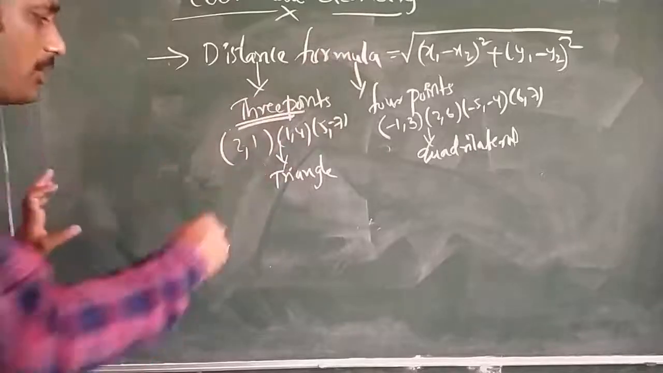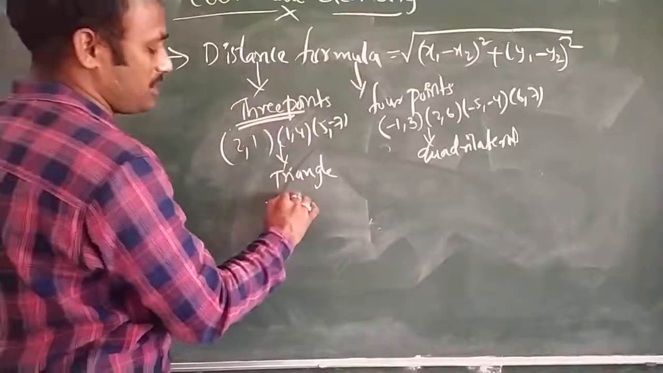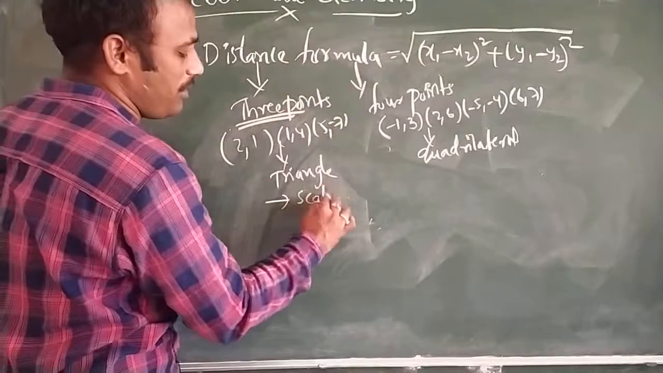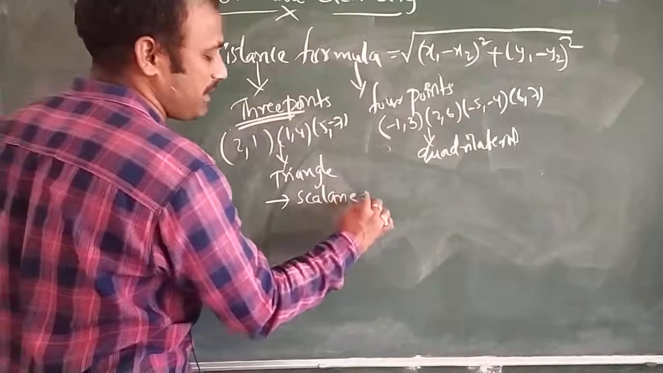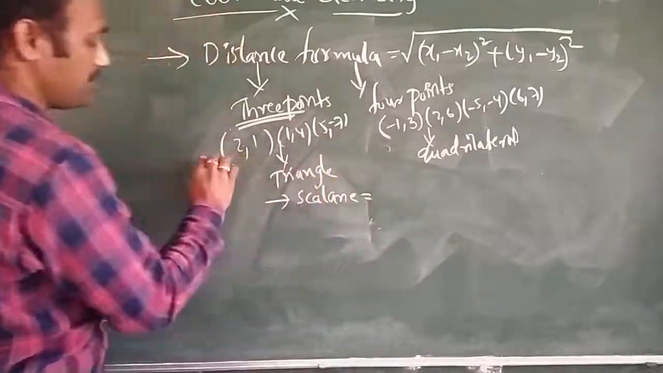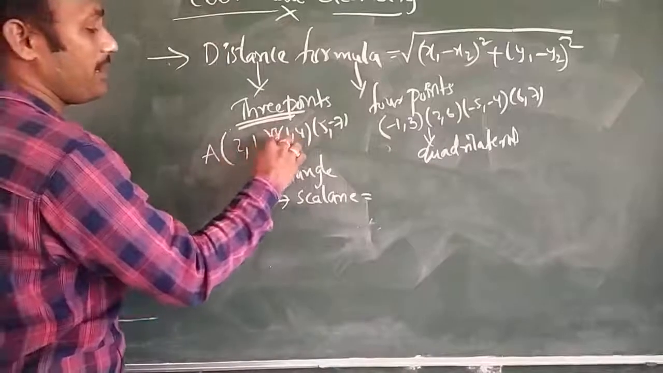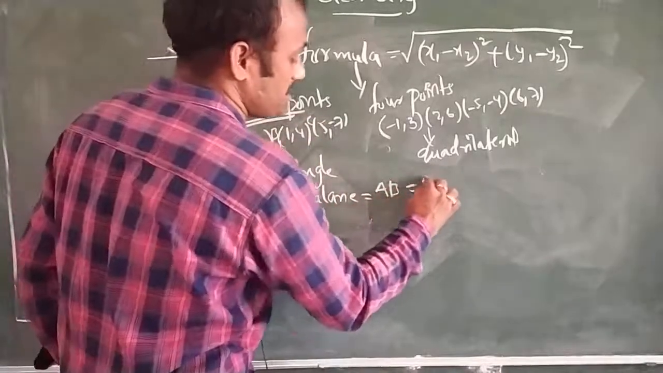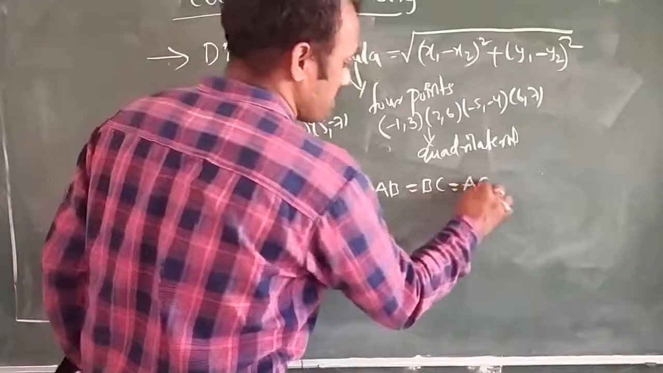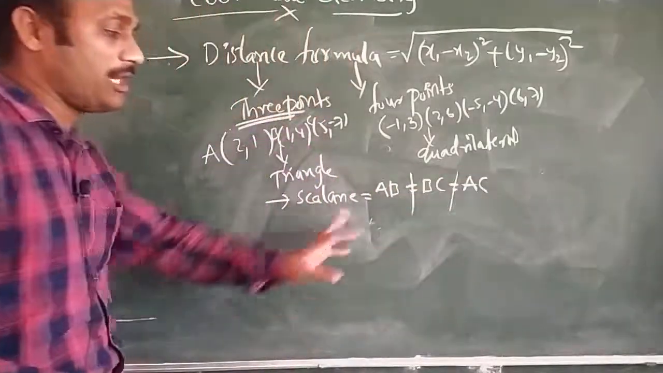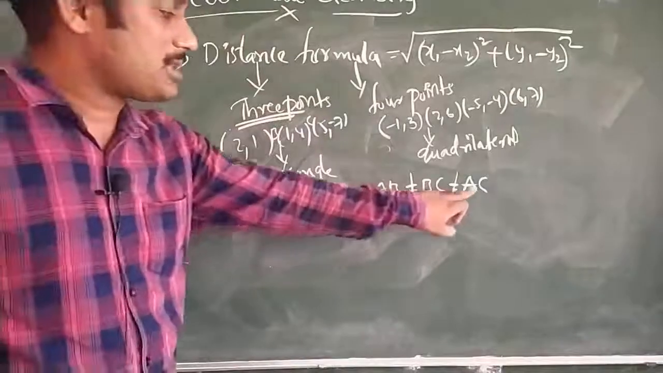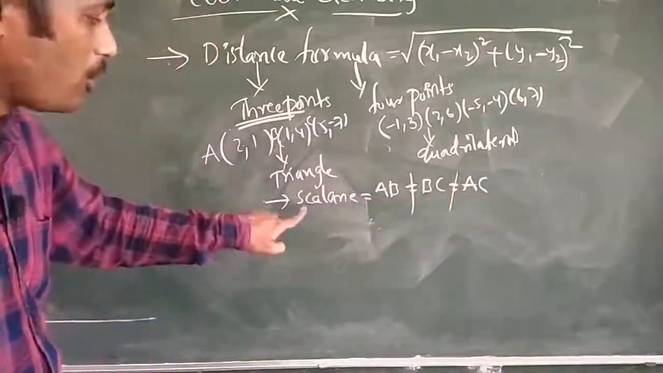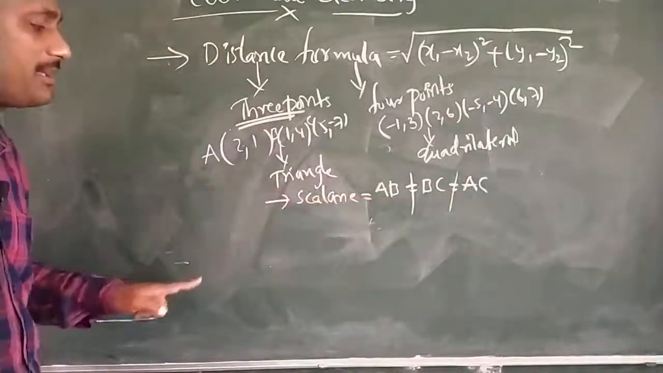So, triangles. What kind of triangles can we have? When can we say that these 3 points form a scalene triangle? Let us name them A, B and C. If the AB distance, BC distance and AC distance, all 3 answers are not equal, then I have to call that triangle a scalene triangle.